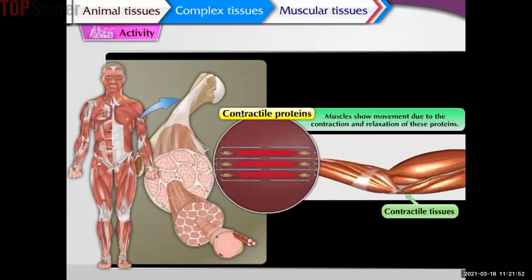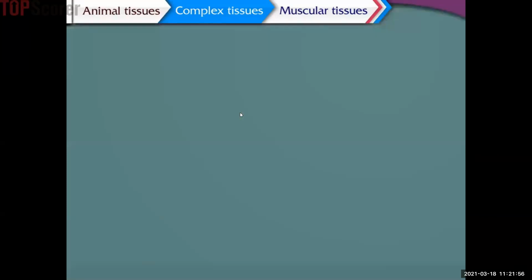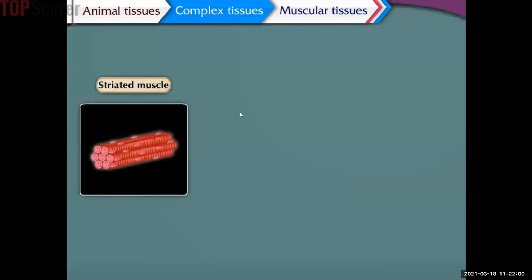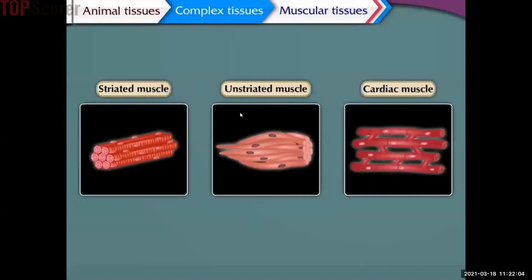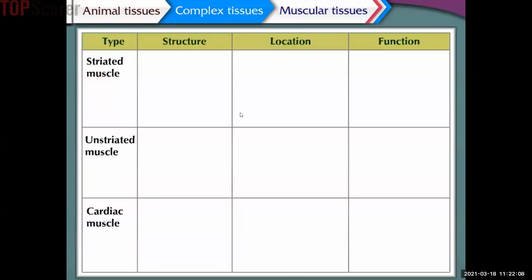Let us now study the different types of muscular tissues. Muscular tissues are of three types: striated muscles, unstriated muscles, and cardiac muscles. Let us understand these types of muscles, the shapes of their cells, their structure and function with the help of this table.